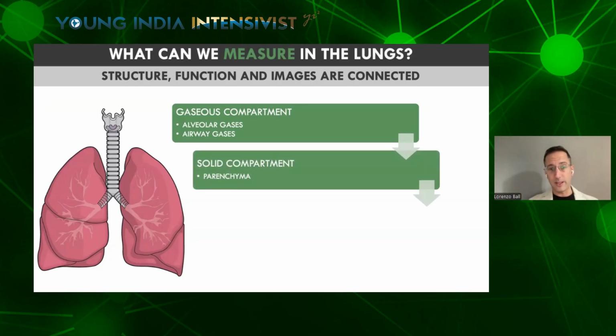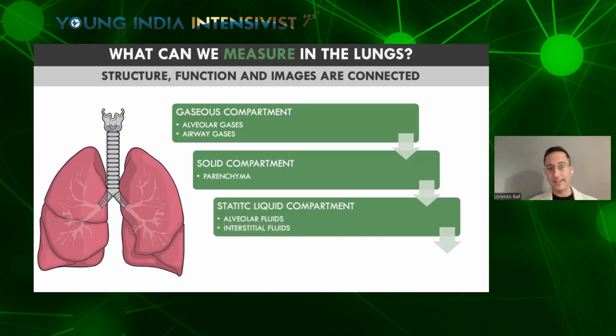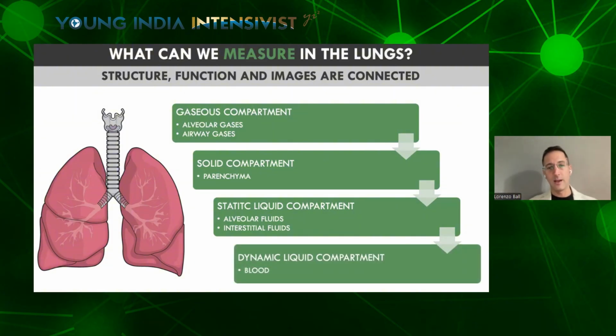We have a solid compartment, which is parenchyma. We have a static liquid compartment, which is made by alveolar fluids, interstitial fluids, which do not move much during respiration, but we have a dynamic liquid compartment, which is blood, which is moving fast throughout the pulmonary vessels, and it's a major determinant of the efficacy of blood gas in our patient.